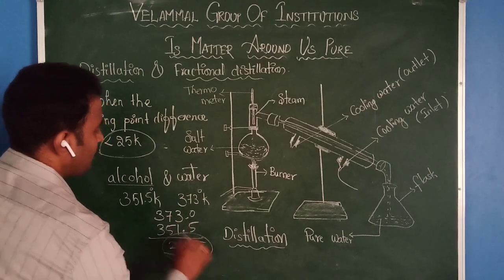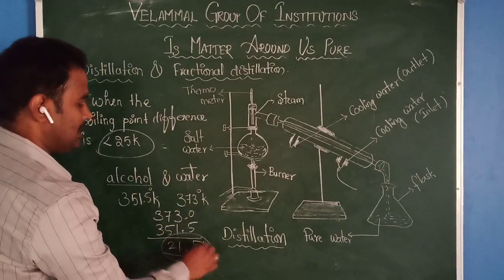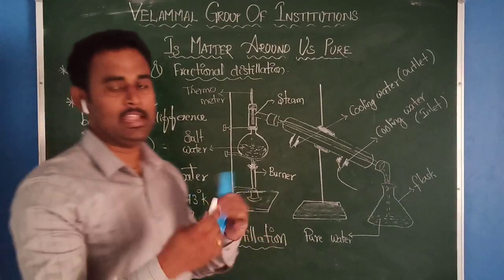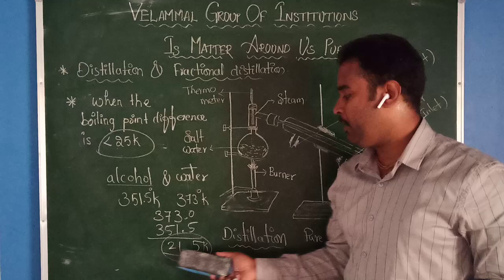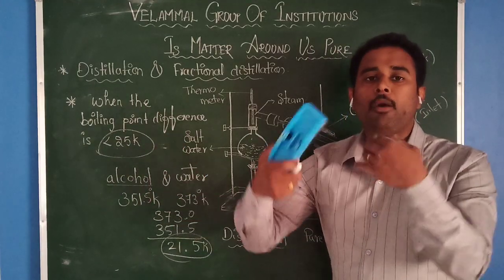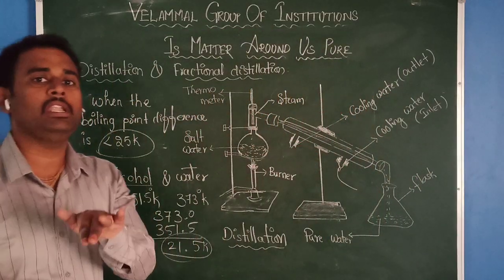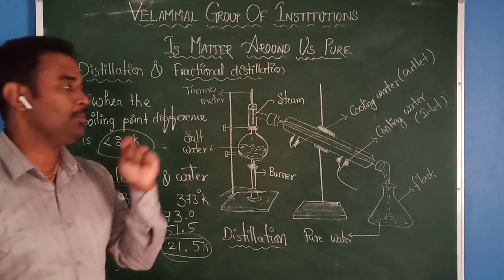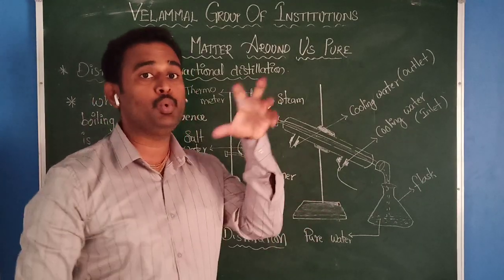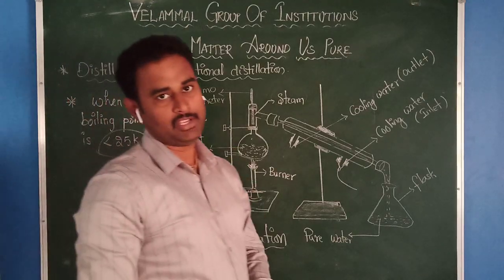That means 21.5. This 21.5 Kelvin is nothing but less than 25 Kelvin. Like this, if any components are having boiling point difference less than 25 Kelvin, then we are not supposed to use the process distillation, and we need to go for the alternative process, that is nothing but fractional distillation.